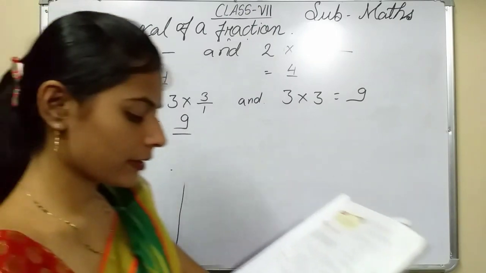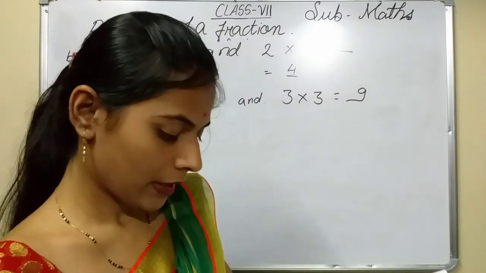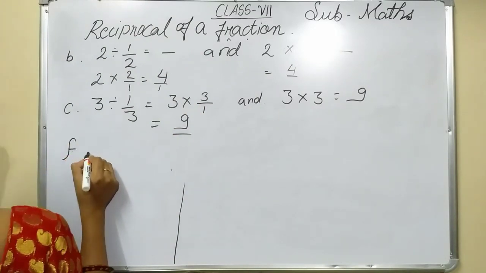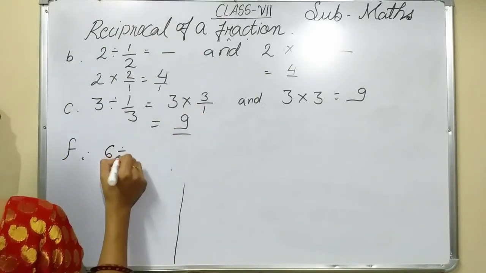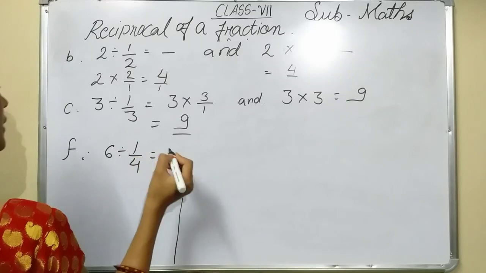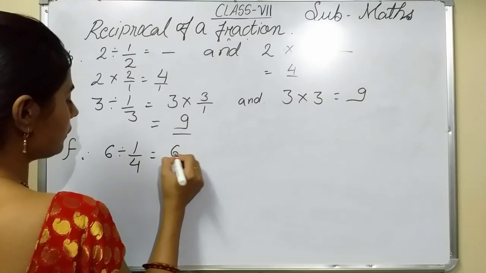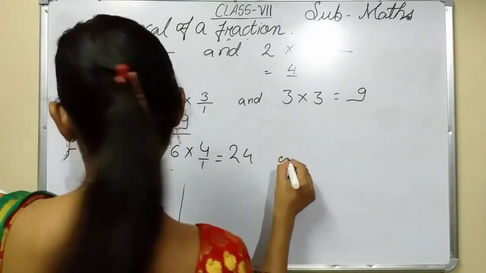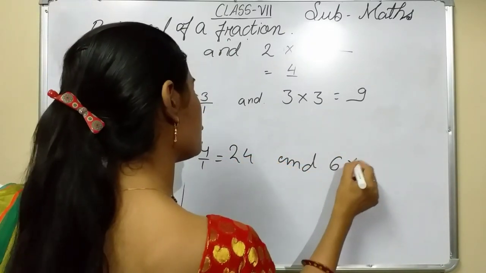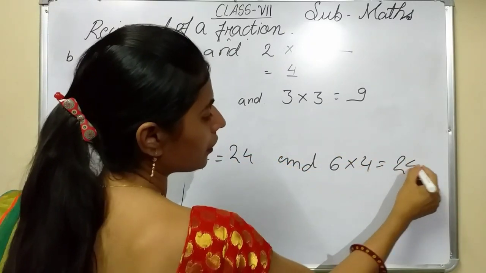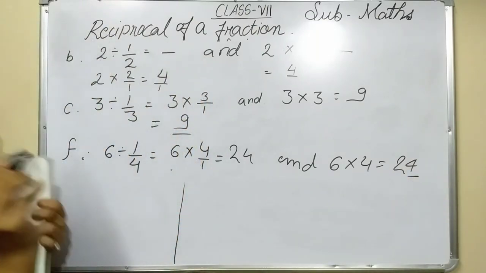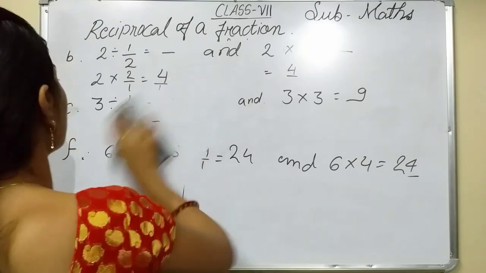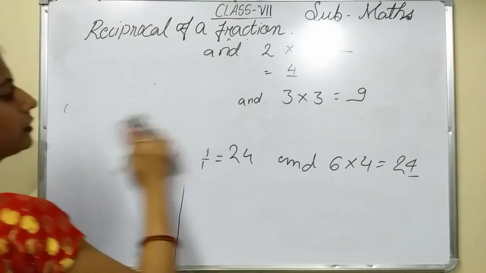See, all questions are the same here. I will explain the last question. 6 divided by 1 by 4 equals 6 into 4 by 1 equals 24, and 6 into 4, that is 24. Okay. Now question number 4 we will start.